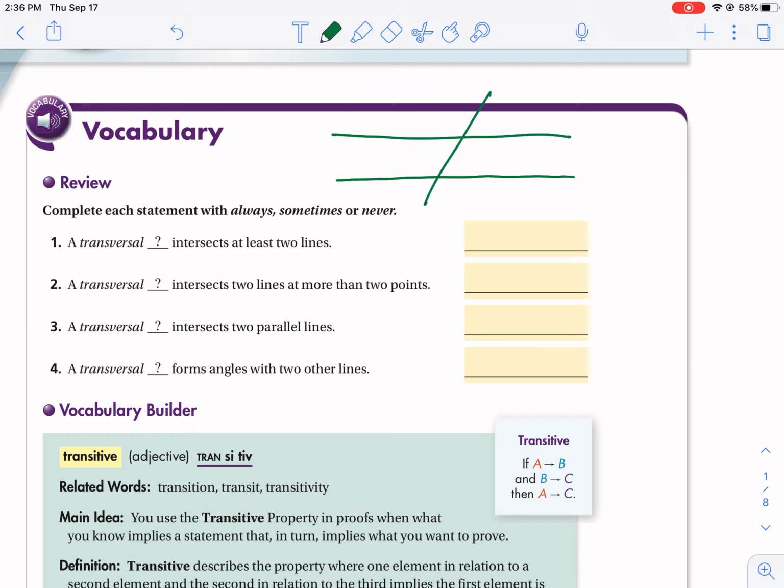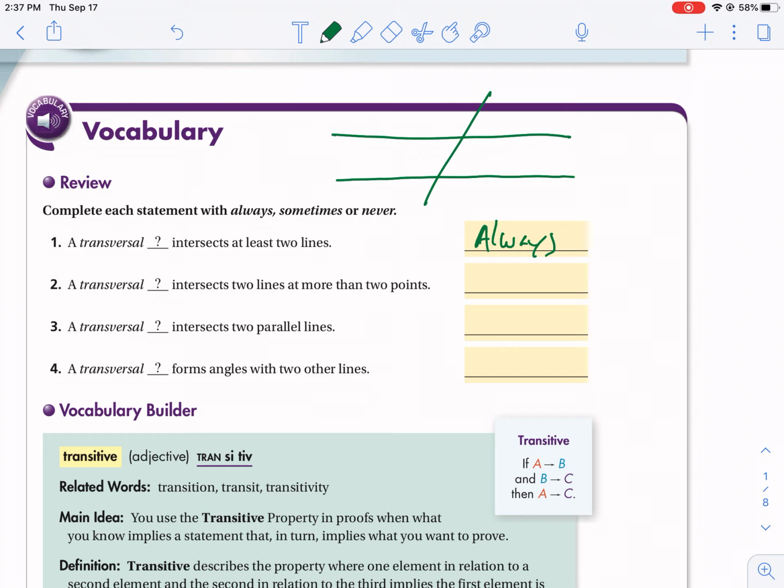And what we know, if we happen to know that those lines are parallel, then we know a lot more than if we don't know they're parallel. So a transversal intersects at least two lines, always. It may intersect more than two lines, but it has to intersect two lines.